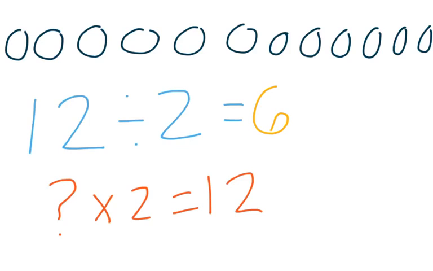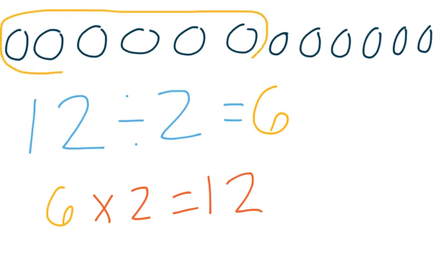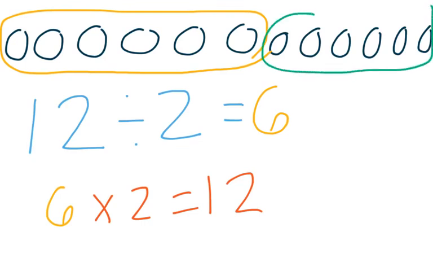So since I got an answer of 6, because it makes sense that 6 times 2 equals 12. So now I'm going to count at the top. 1, 2, 3, 4, 5, 6. Go ahead and put a nice circle around this group. And I'm going to change to green and do a nice circle around this group. These groups are equal, and that means that 12, this guy right here, is indeed an even number.